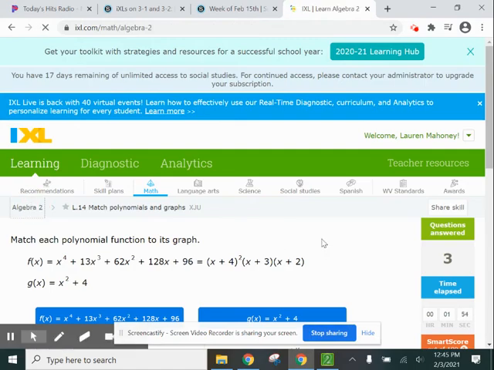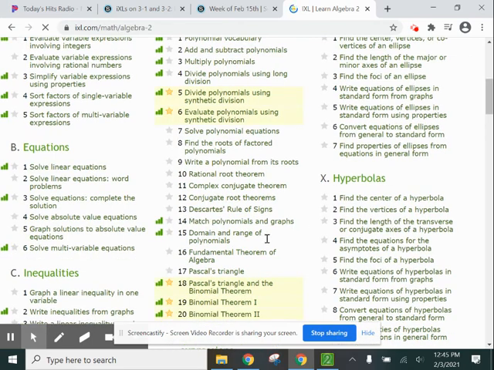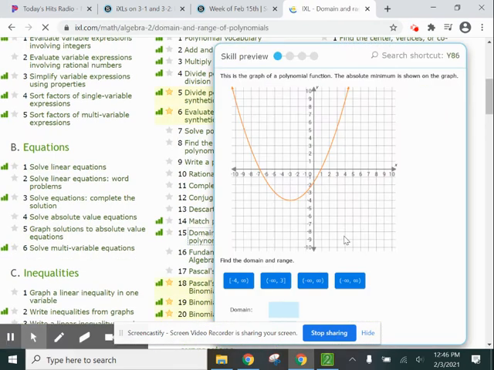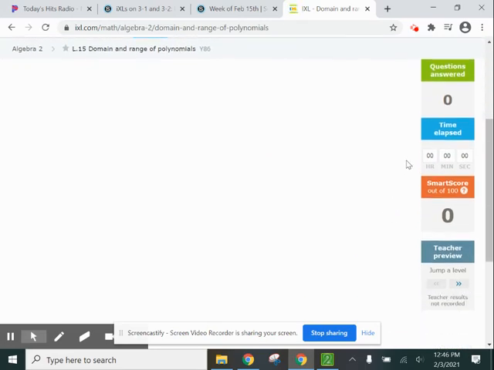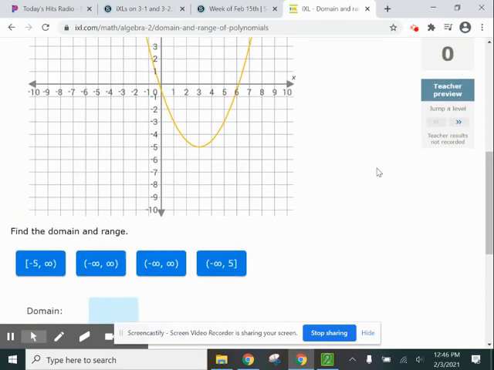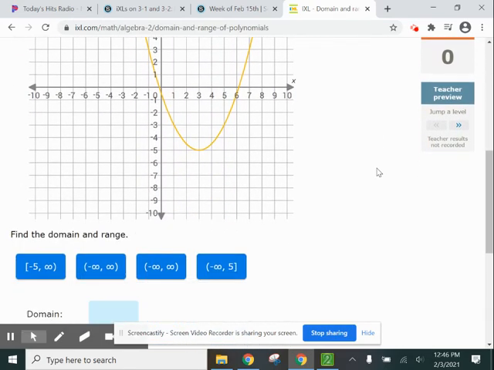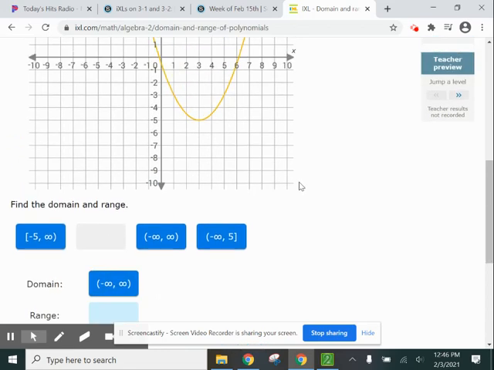The last one we need to go through is L15. L15 is going to be domain and range of polynomials. And this is using interval notation. Remember, domain is your left to right. Range is going to be your up and down. The domain for all polynomials should be all real numbers, which is negative infinity to infinity. You're going to get two different choices here because there are sometimes when the range is also going to be that. But your domain for all polynomials is going to be negative infinity to infinity. So it's real easy to just drag that down.